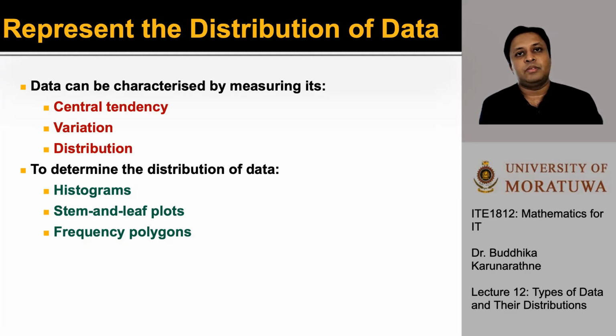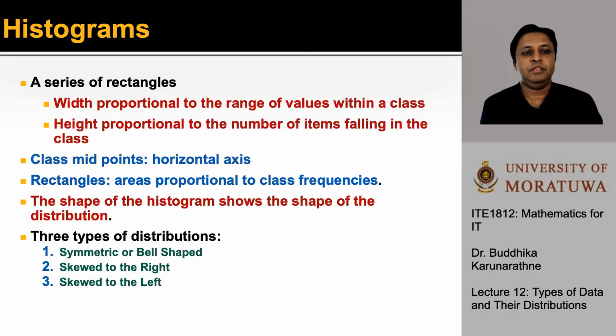Right. So to get an idea or to determine the distribution of data, we can use several techniques. In this case, we introduce some of the graphical methods, namely histograms, stem and leaf plots, and frequency polygons. We will take each one by one and explain how they are generated. So first, taking the histogram. A histogram is usually a set of rectangles, and these rectangles have certain features.